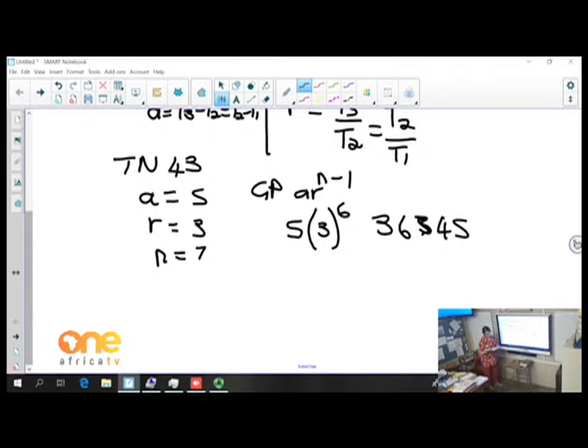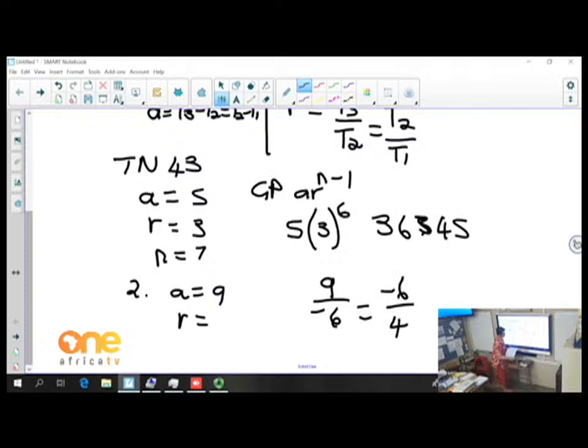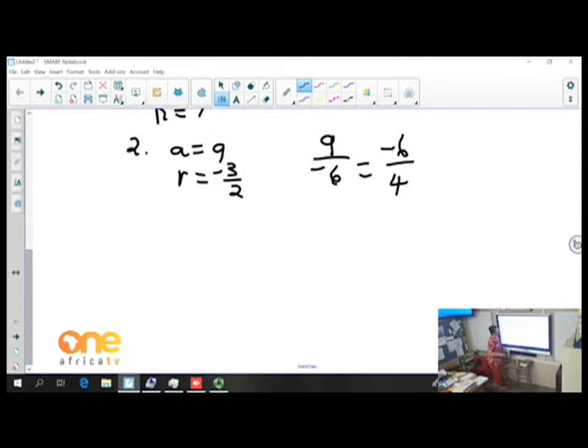Right, the next one, determine the 9th term in the following sequence. Now, a is equal to 9. Is this an AP or a GP? This is a GP. So what is your common ratio? If you use that formula, how do we determine it? 9 over negative 6 is equal to negative 6 over 4. That's how you get that r. And what is r? If you simplify, you get negative 3 over 2.